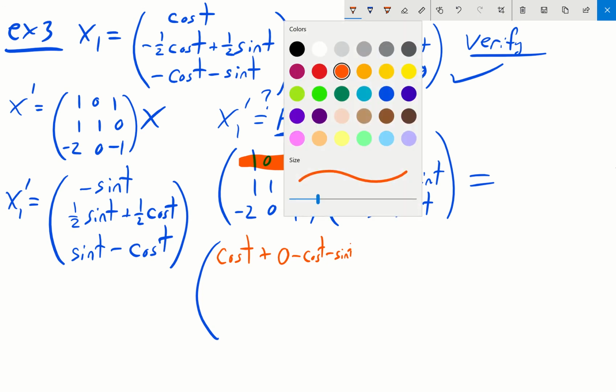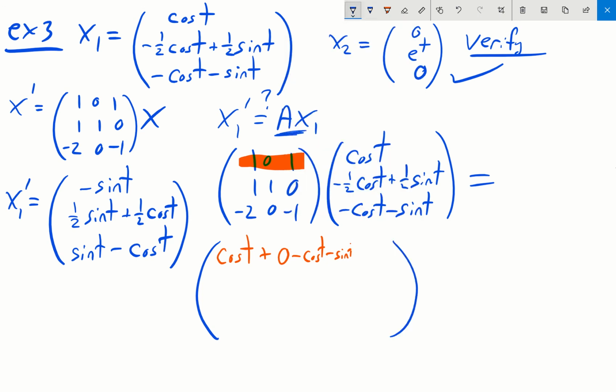Let's make a little more room here. Let's now take the second row times our column vector. We have 1 times cosine t, so we're going to get a cosine t here. We now have a 1 times this middle row. That's going to produce a negative 1/2 cosine t plus 1/2 sine t, and then 0 times the last one is going to be 0.